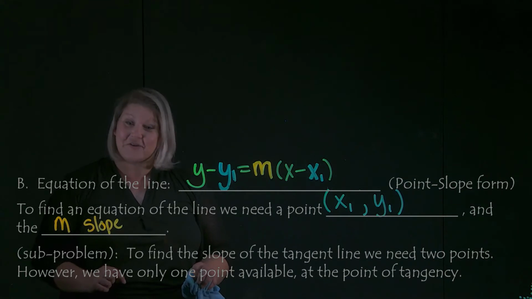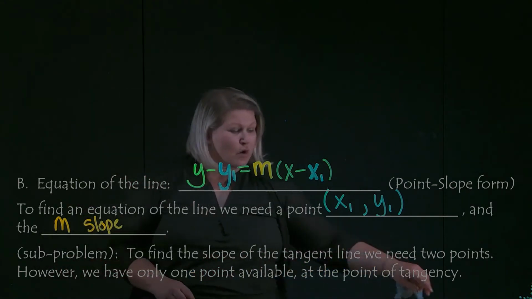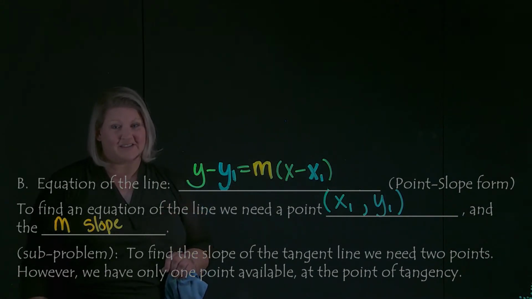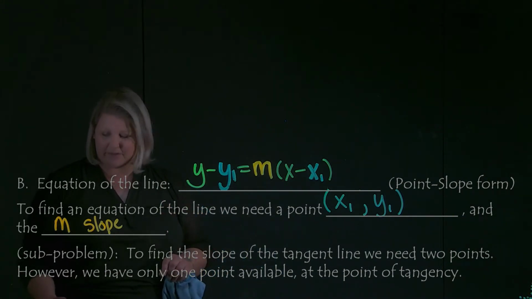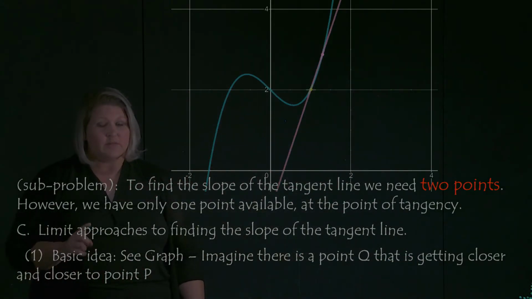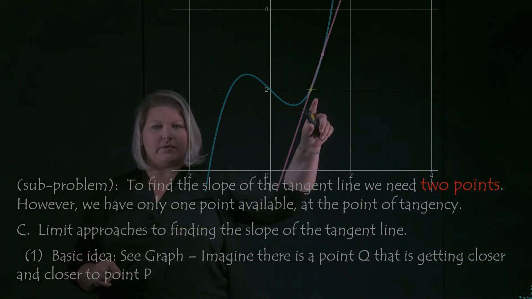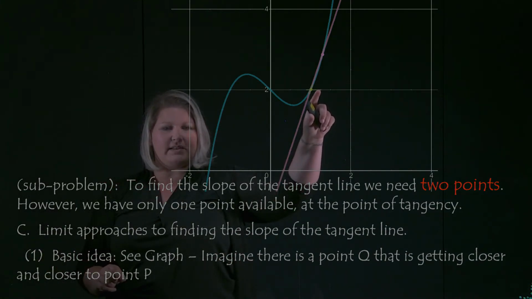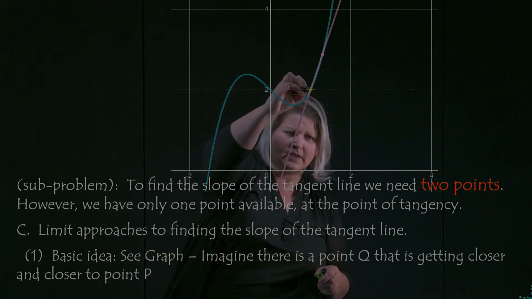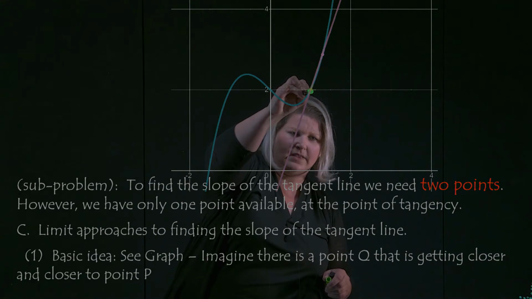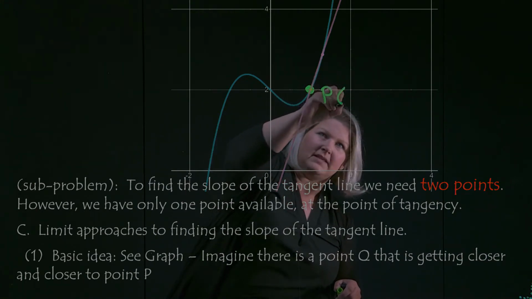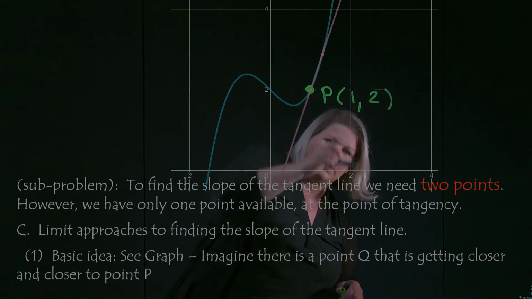Okay, you ready to find the equation? Me too. Remember, whenever you find the equation of a line, first you have to find the slope. So that's where we start our subproblem. Okay, so remember, 2 points. What we're going to do is we've got 2 points here. We've got this point, the original point, (1, 2). That point we know. So we can get on top of it here. This guy. Okay, this is point P. This is my original point, (1, 2).